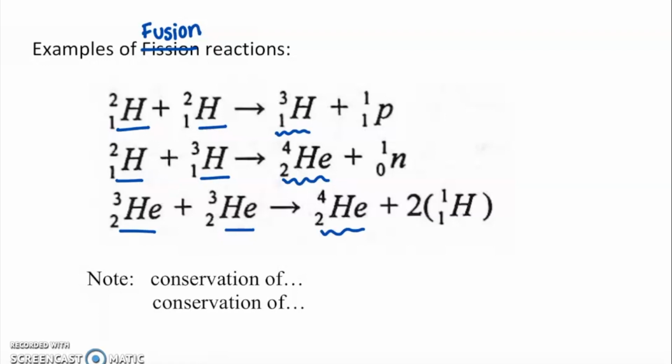We still see conservation of mass. We see that by looking at the mass number, the top number, the number of protons, and the number of neutrons. We also see conservation of charge. We see that by tracking the number of protons in the atomic number on the bottom.